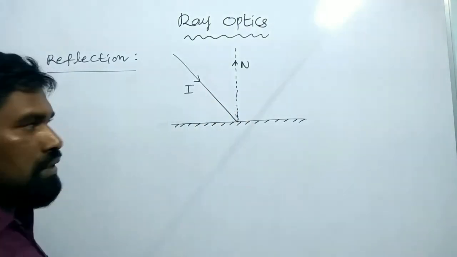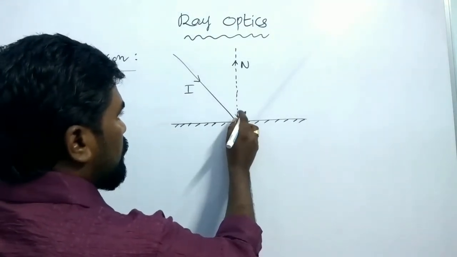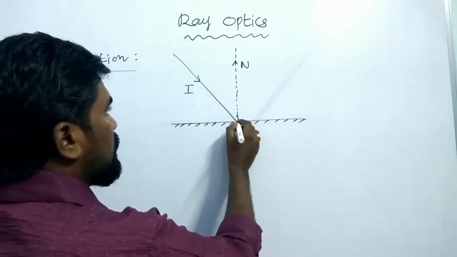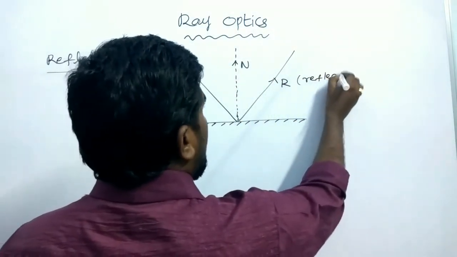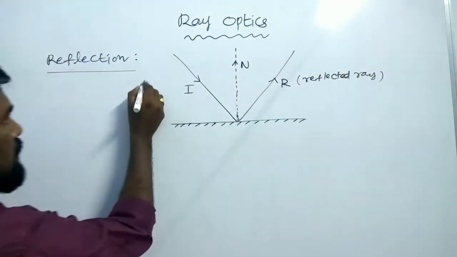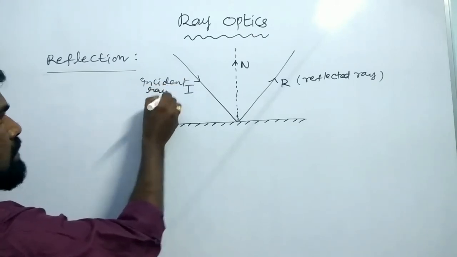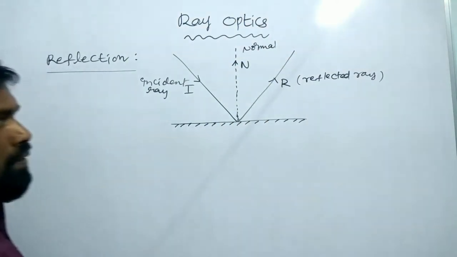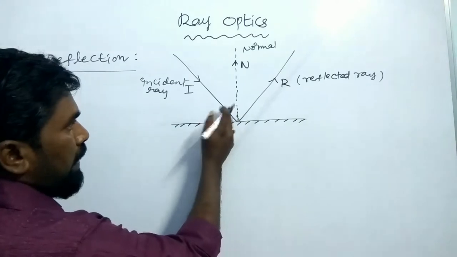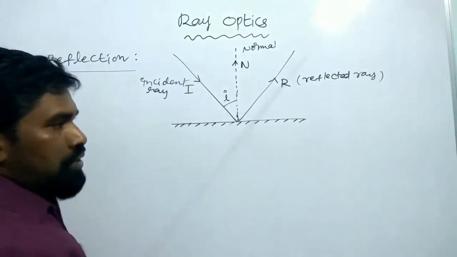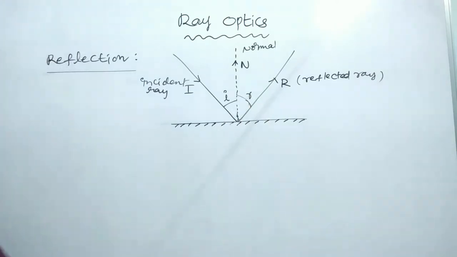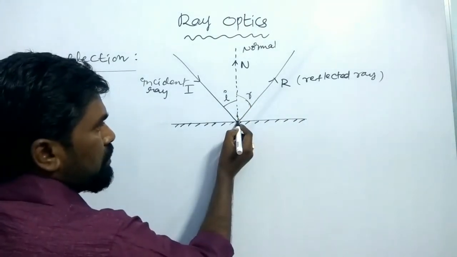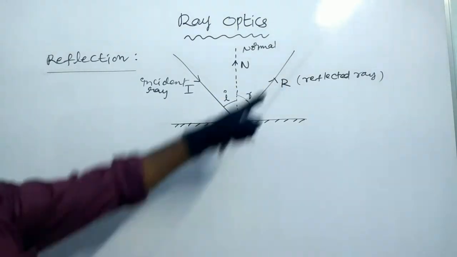This is the incident ray, and the ray which bounces back into the same medium is called the reflected ray. So this is the reflected ray, this is the incident ray, and this is the normal. The angle made by the incident ray with the normal is the angle of incidence. The angle made by the reflected ray with the normal is the angle of reflection. The reflected ray bounces back in the same plane.